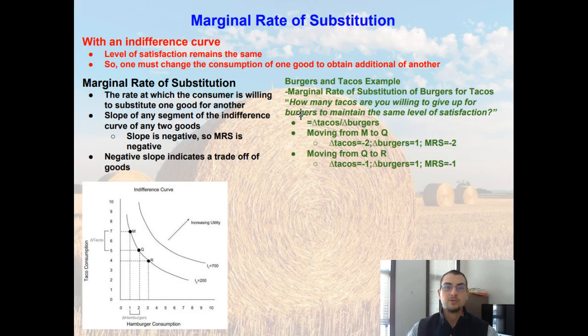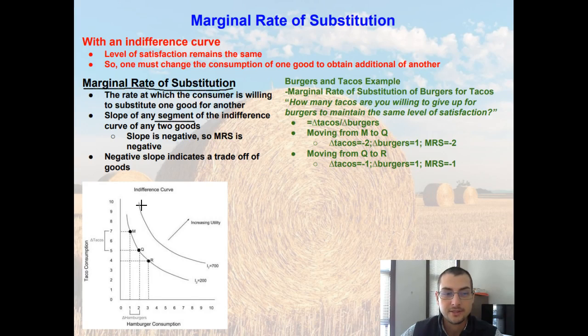So because of that, this marginal rate of substitution looks at what rate we are going to substitute one good for another. The marginal rate of substitution is the rate at which the consumer is willing to substitute one good for another. How much are they willing to give up in terms of tacos to gain one more hamburger? So the slope of any segment of the indifference curve of any two goods is this marginal rate of substitution. Remember I said that the slope of the indifference curve is the marginal rate of substitution. Well, that's true: the slope of any segment in this indifference curve of two goods, that's the marginal rate of substitution.